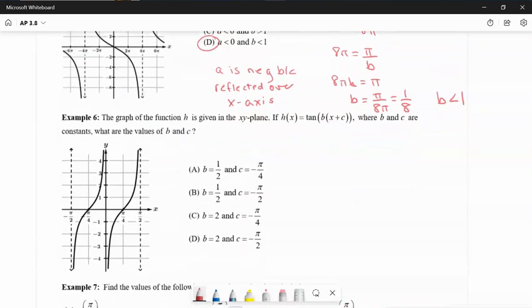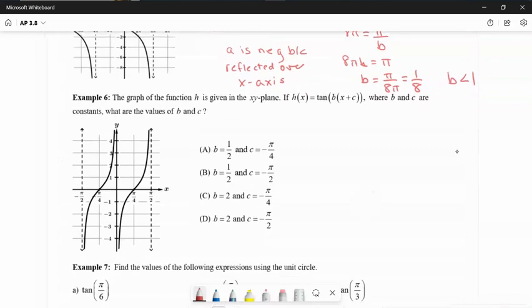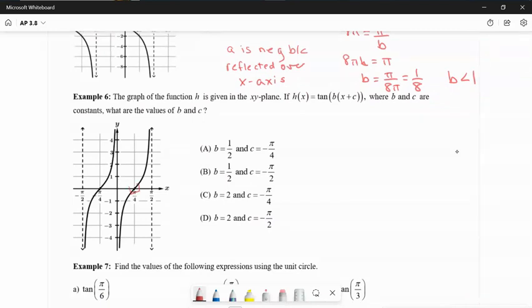Okay, for C, we have a B and a C that we're looking for here. So notice here that our graph has shifted. Usually this little inflection point is sitting on 0 for tangent, and now it's sitting on pi over 4. So that means that we have a phase shift. We went right pi over 4. So that means C is equal to negative pi over 4. So that's that part of it.